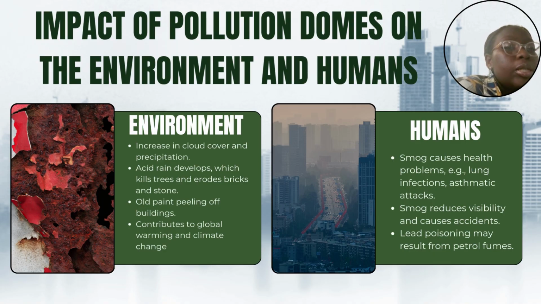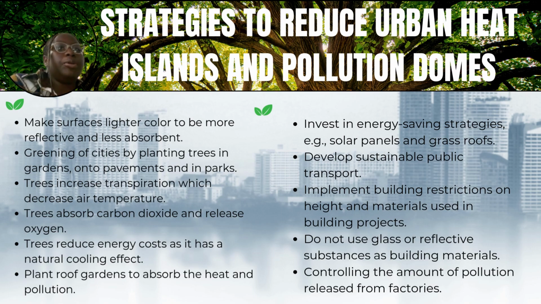Okay, so you can always think logically about what would be the impact of pollution in general on ourselves and the environment. So, what would be some of the strategies that we could use to reduce both the urban heat islands and pollution domes? Pretty standard: make the surfaces lighter, cool in color, to be more reflective and less absorbent. You want more trees in gardens, pavements, and parks, because that will increase the transpiration, which would decrease air temperature. The trees will also absorb carbon dioxide and release oxygen. The trees reduce energy costs as well as providing a natural cooling effect.